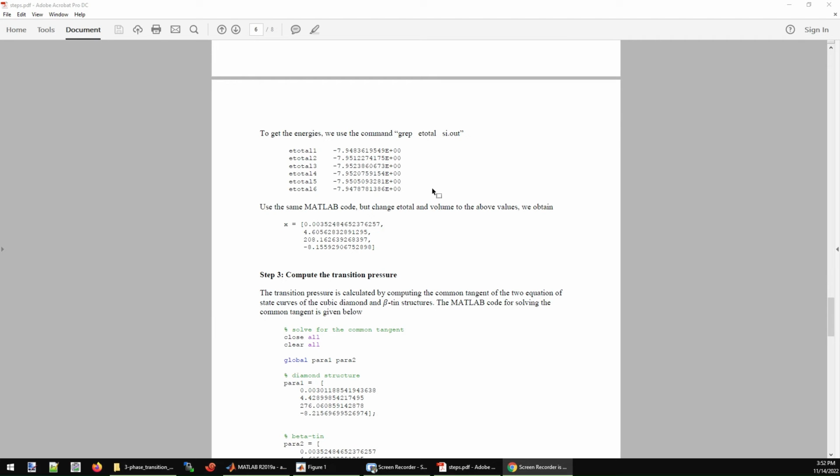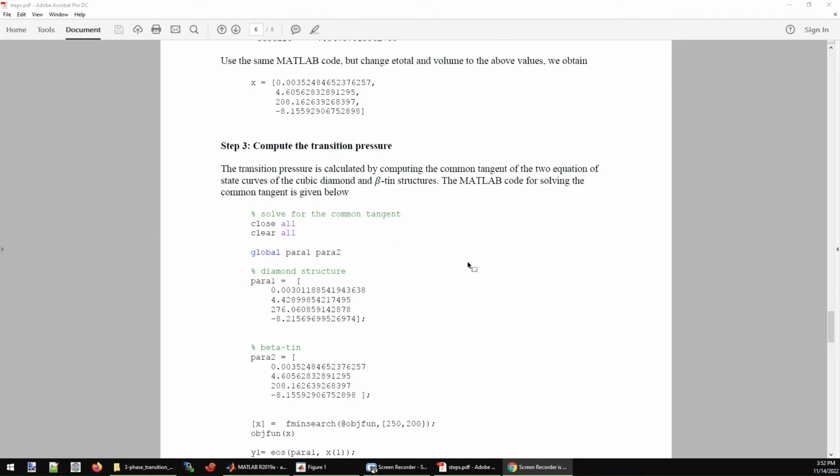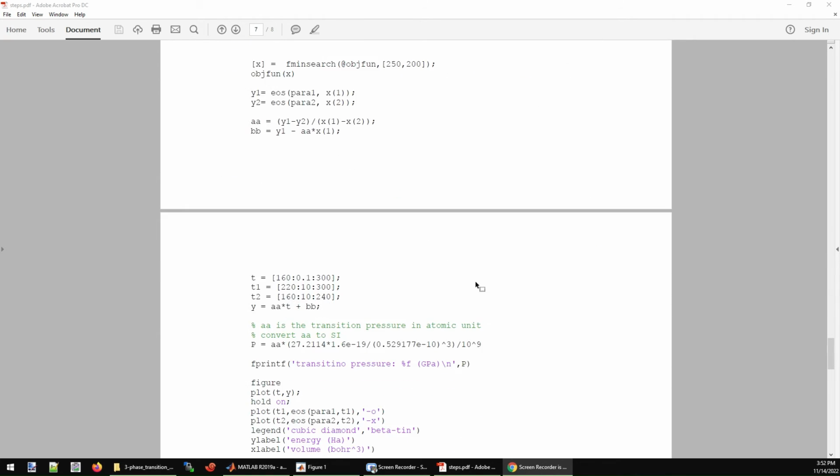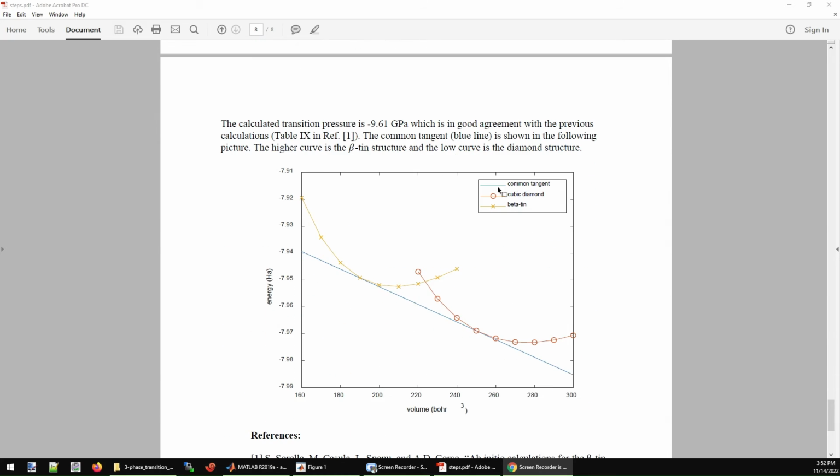After getting the equation of states for the diamond structure and the beta-tin structure, now we are in a position to calculate the transition pressure between these 2 structures using the common tangent method. Let me go to the end of this PDF to quickly show you what this means. So this is the final plot we want to have.